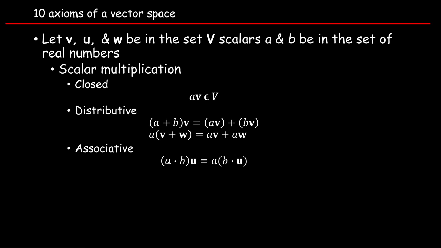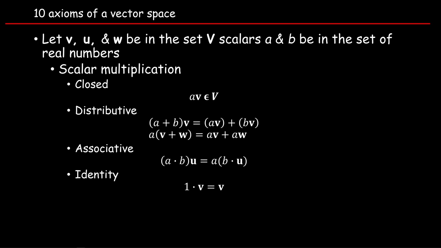Alright, so the last 2 would be the associative property. It doesn't matter if you multiply 2 scalars first and then the vector, or a vector and a scalar and another scalar, they should give you the same result. And the last one would be the identity, where any vector multiplied by 1 is the same vector. And yeah, that's all 10 axioms for vector spaces.